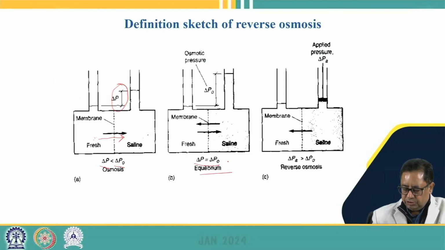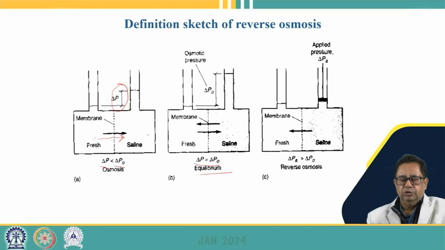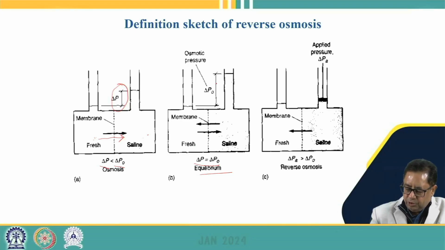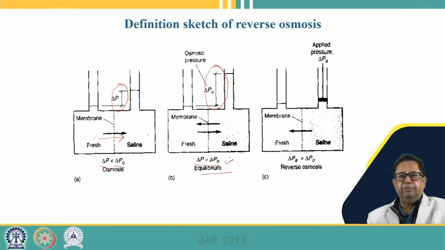Okay, so the equilibrium process happens when the rates of flow on both sides, from the fresh water to the saline water and from the saline water to the fresh water, are the same. At that point, whatever pressure difference is created is called the osmotic pressure, or this pressure happens at the equilibrium, right?